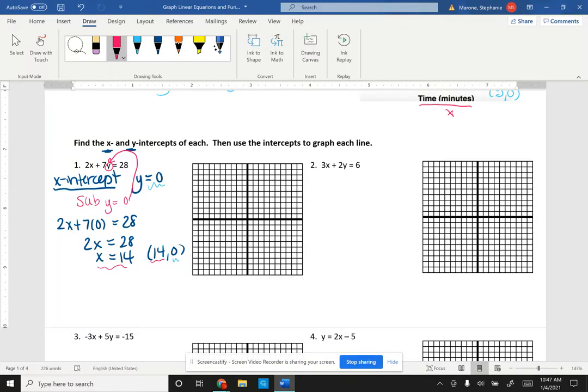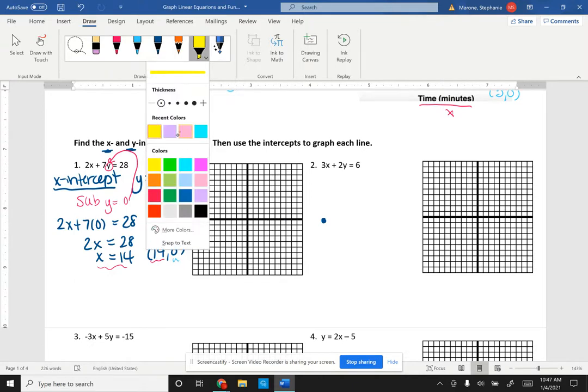I'm going to plot that at 14, 0. Darn it, it goes off the graph. Just pretend it's over here. Sorry about that. I didn't realize it goes off the graph. So that is my x-intercept when y is equal to 0.